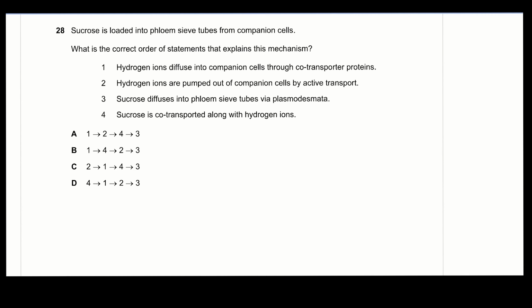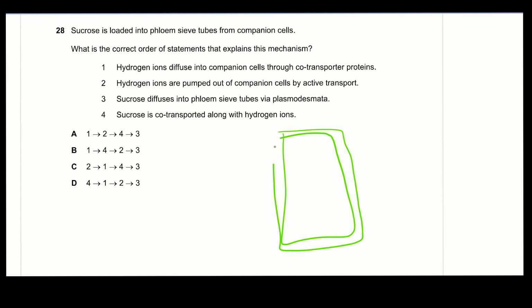Sucrose is loaded into phloem sieve tubes from companion cells. What is the correct order of statements that explains this mechanism? The first step in transporting sucrose is that companion cells, let's draw it here, pump out hydrogen ions into their cell wall by proteins in the membranes called proton pumps.